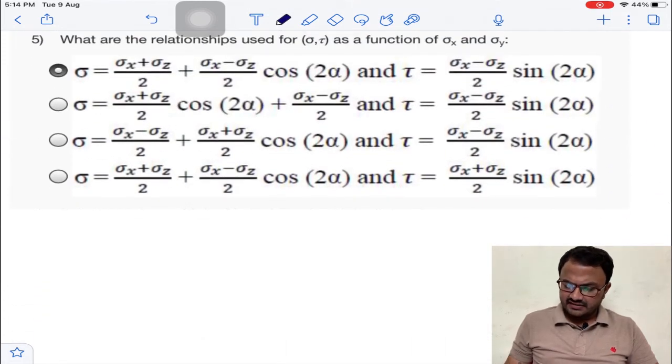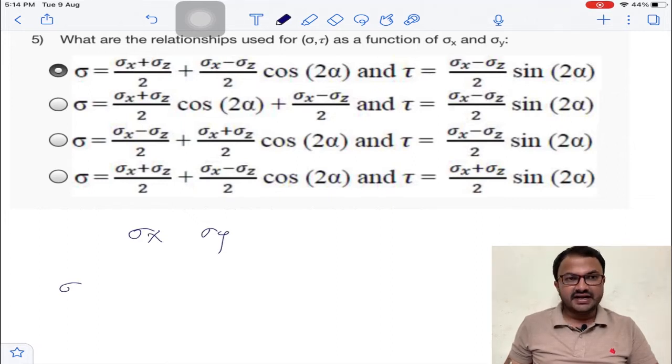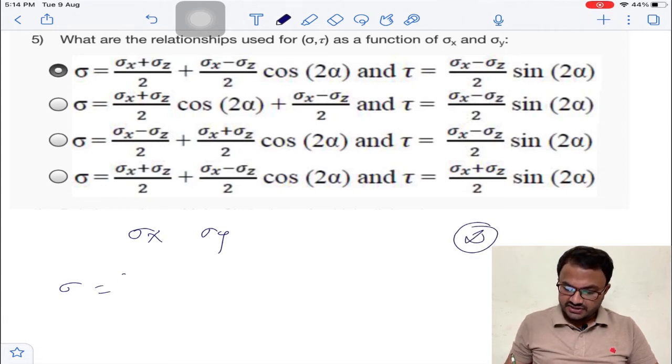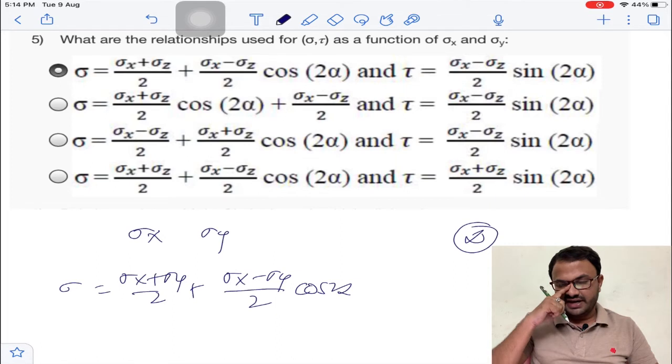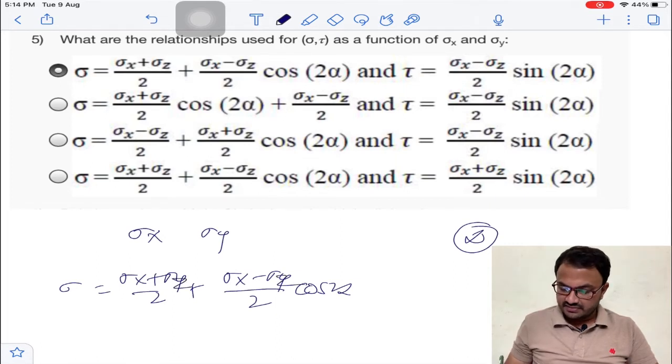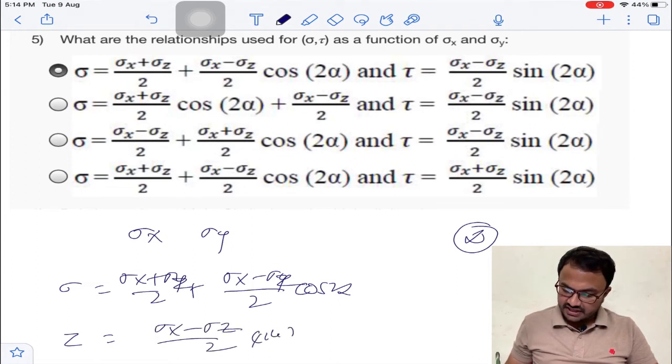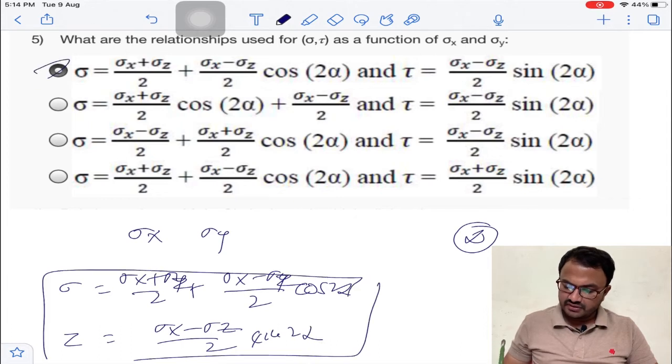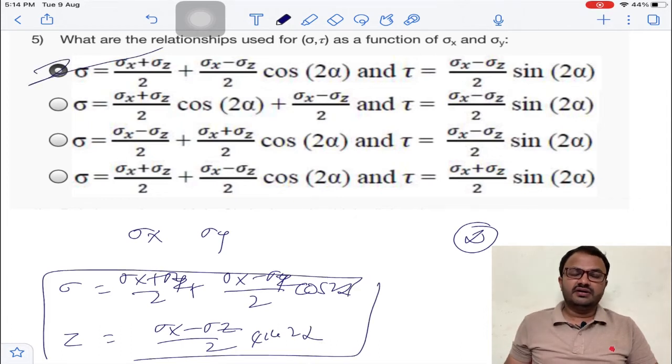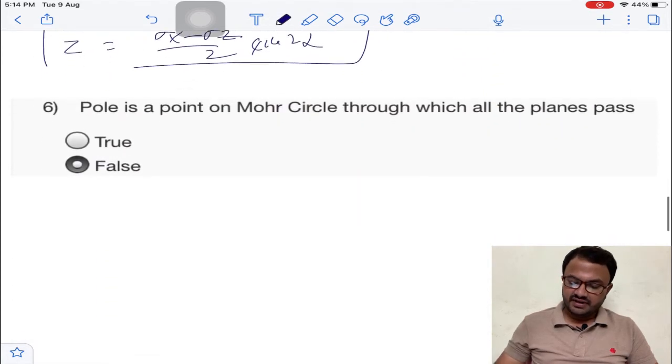And it is a direct relation. He has given sigma x and sigma y values. You need to calculate the normal stress on any inclined plane which is making an angle alpha. So sigma is equal to (sigma x plus sigma y) by 2 plus (sigma x minus sigma y) by 2 cos 2 alpha. In place of y, he has given z, that is sigma z. And tau on that plane at any inclination is equal to (sigma x minus sigma z) by 2 sin 2 alpha. So this is a direct formula question. So for question number 5, A will be the answer.